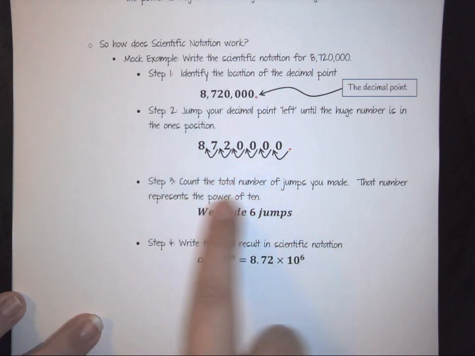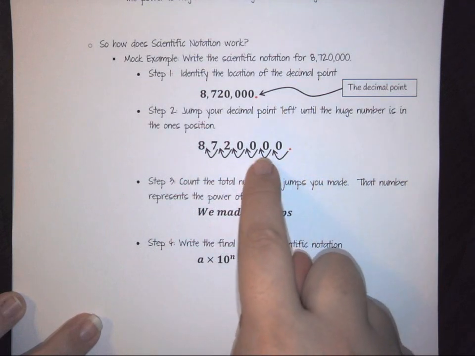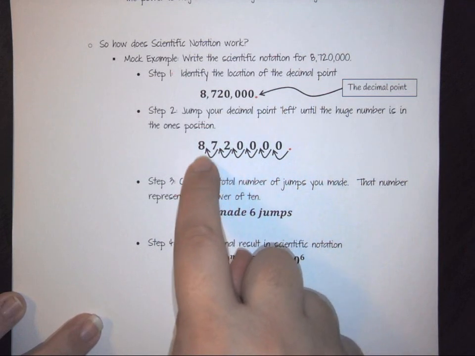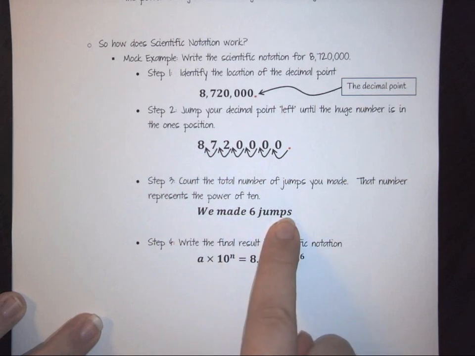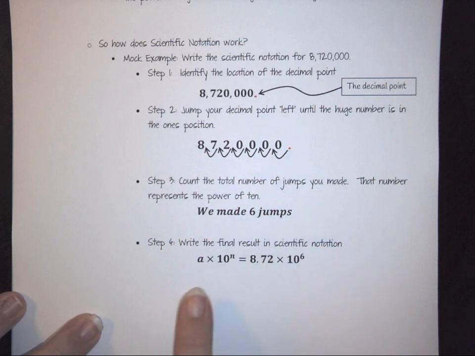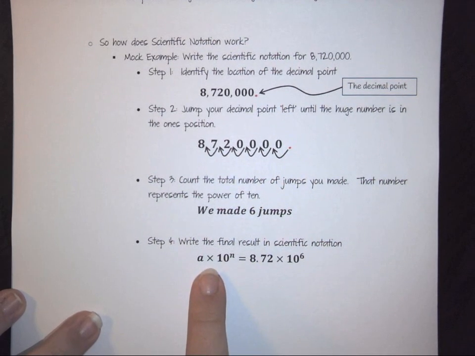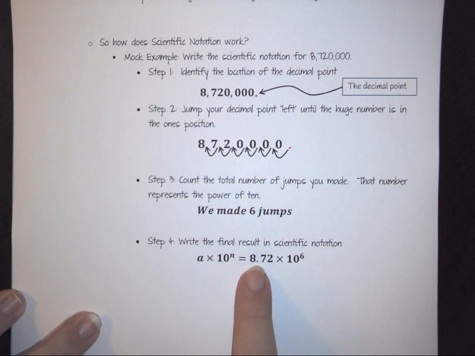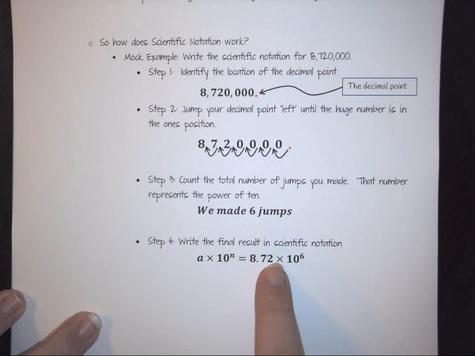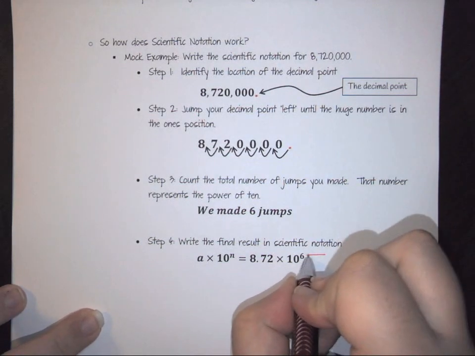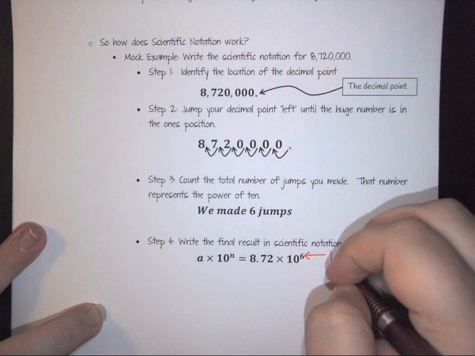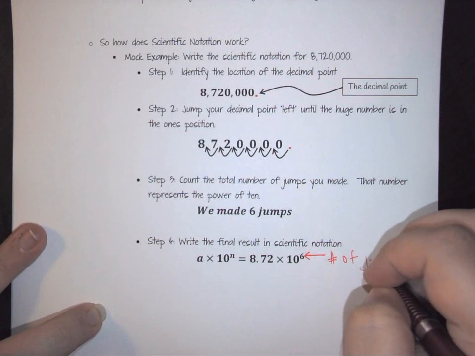You need to count the total number of jumps you made. So we've got 1, 2, 3, 4, 5, 6. So we made 6 jumps. This is going to tell you your exponent. Okay? So here you would rewrite your final result showing all of the non-zero digits, so 8.72, and then it goes times 10 to the power of 6 because this is the number of jumps. So here your 6, or your exponent, represents the number of jumps.